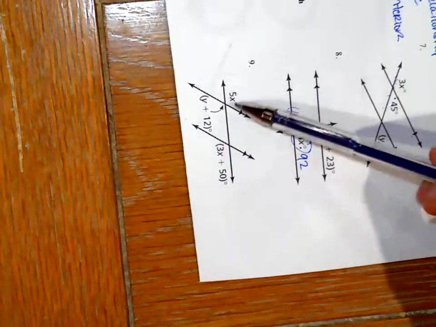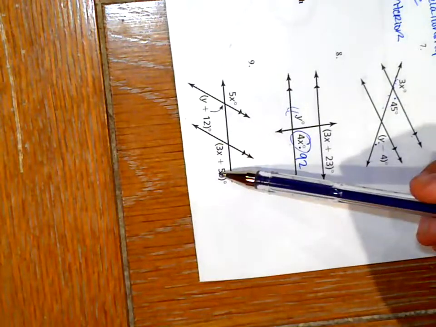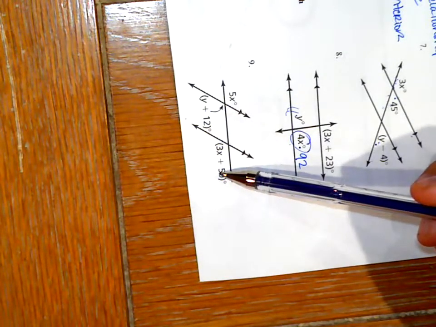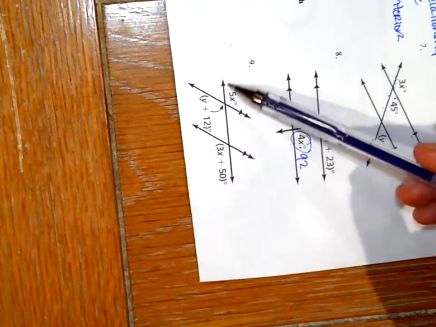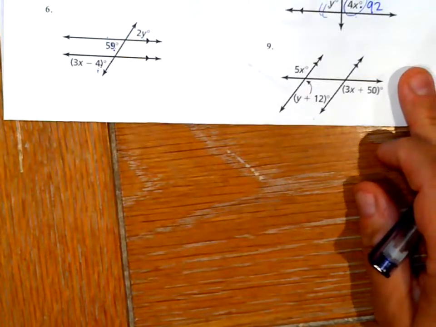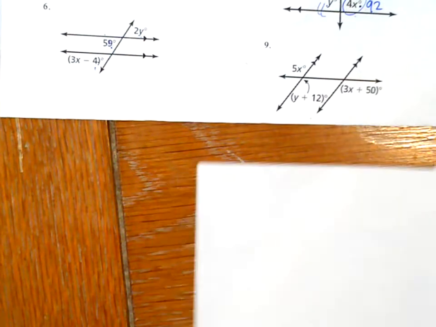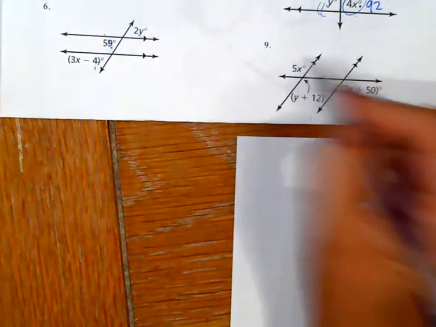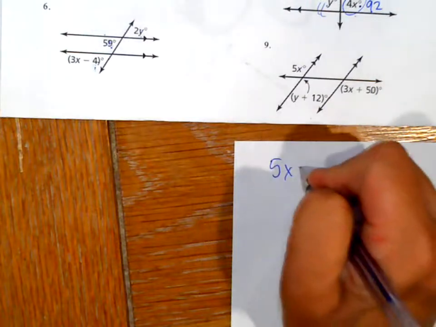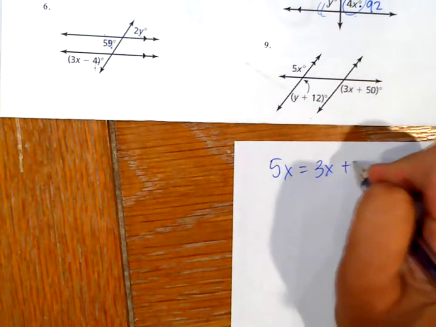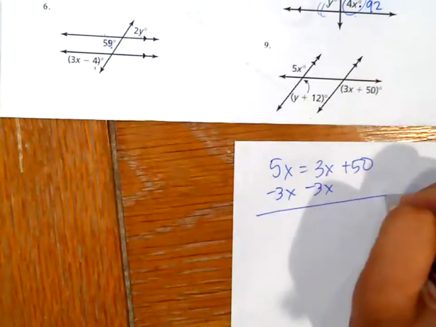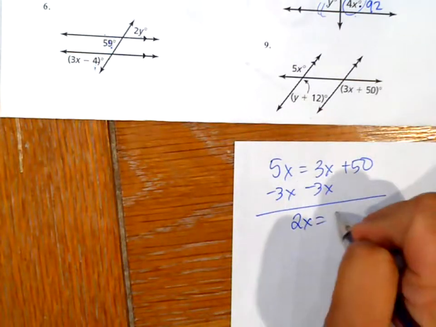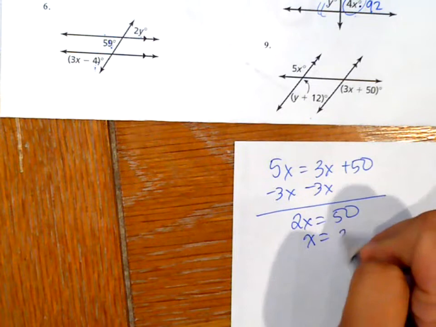With that, I have alternate exterior angles. So alternate exterior angles are always equal to each other. I know I've seen you guys see it easier this way than this way, but let's solve that real quick. So alternate exterior angles, 5x is equal to 3x plus 50. Subtract 3x. You get 2x is equal to 50. X is equal to 25.